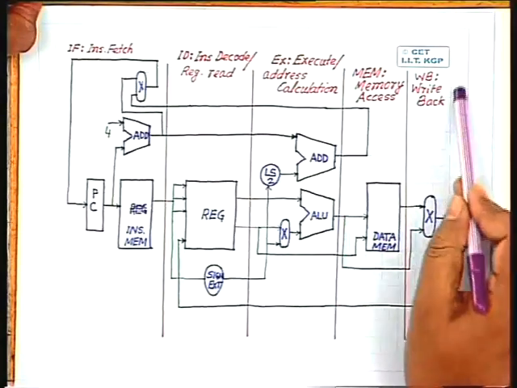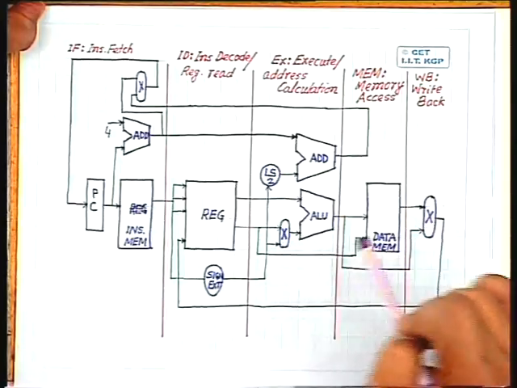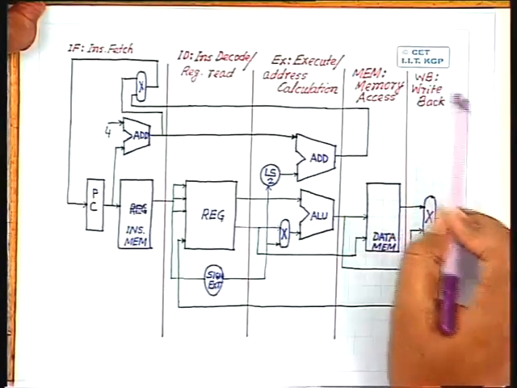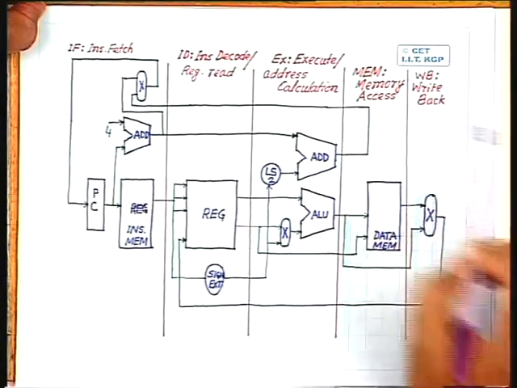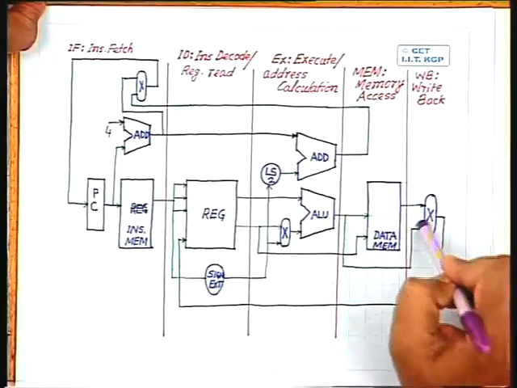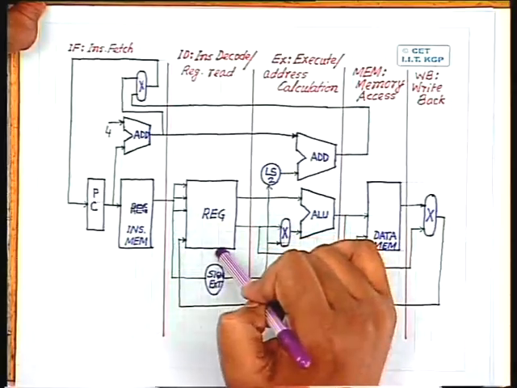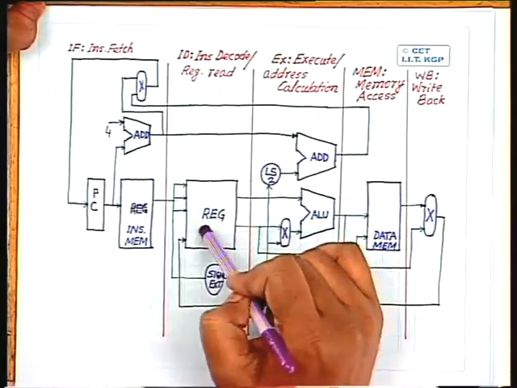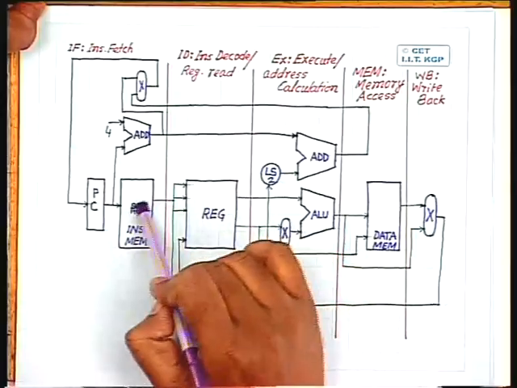Okay. And the final stage, that is the 5th stage in the pipeline, we call it WB, or write back. Write back means whatever is the output, the data will be written back into one of the registers, depending upon whichever is the destination register that is specified within the instruction.